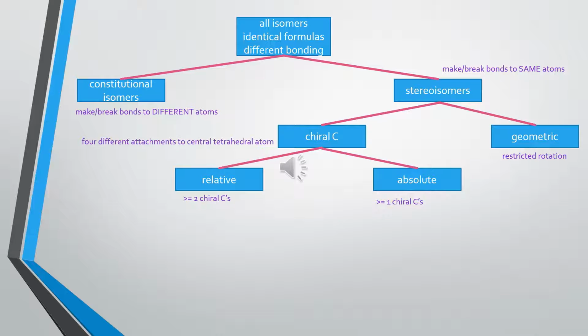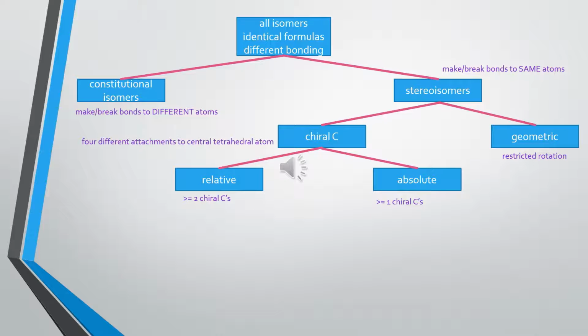All right. Again, the world of stereoisomers is much more complicated than the world of constitutional isomers. The split after stereoisomers is you either have chiral carbon stereoisomers or you have geometric stereoisomers. And geometric stereoisomers are fairly simple and they involve restricted bond rotation. And again, we'll see more about that in a moment.